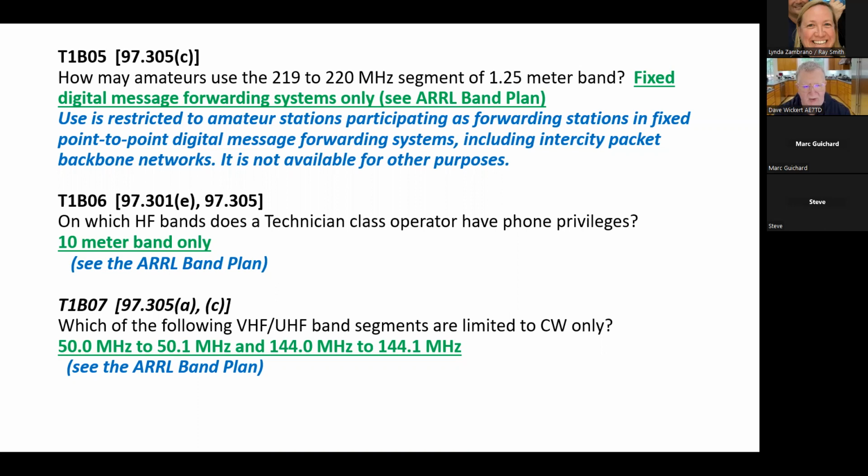Alrighty, on which HF bands does a technician class operator have phone privileges? Remember, when we say phone, we mean microphone privileges. So this is voice communications. This is you picking up a microphone and talking to somebody else. The HF bands is where shortwave allows you to bounce your signal off of the ionosphere, so you can get long-range communications from your radio.